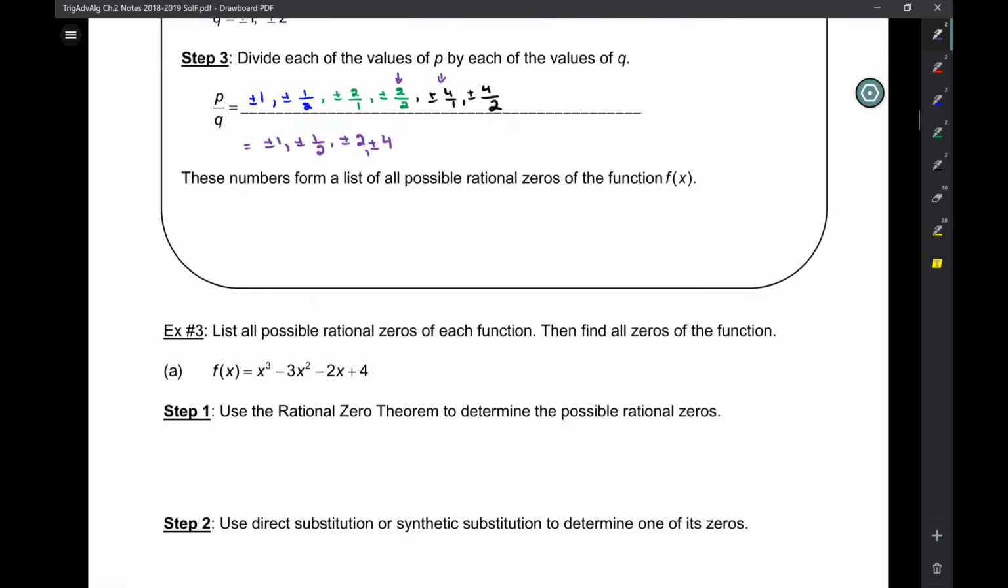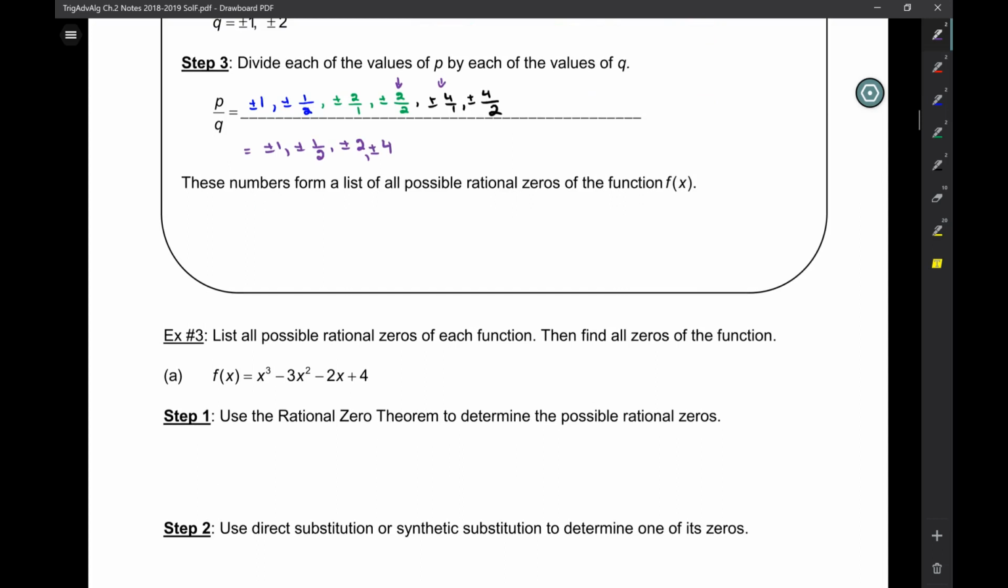Let's write it in a more concise form. You don't have to write the plus or minus all the time. I'll show you how to abbreviate it. I'm okay with it if you just do plus or minus and then 1, 1/2, 2, and 4. Okay? How many numbers are in this list?